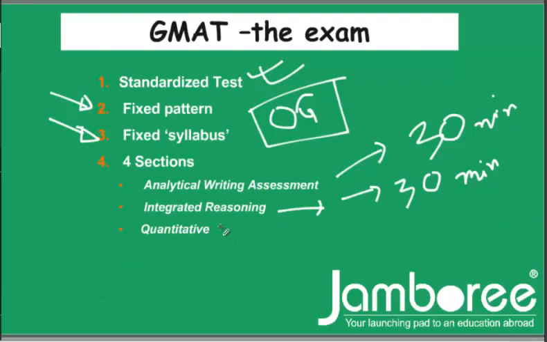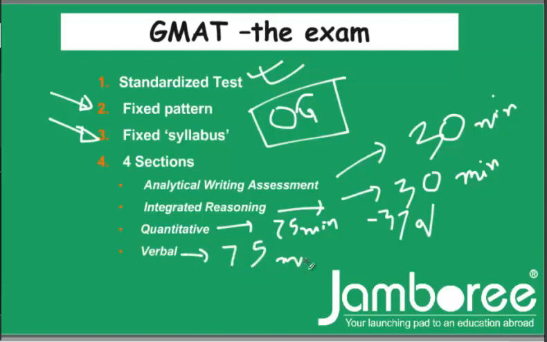Then comes the math section, the quantitative section, which is for 75 minutes, and in this you have to do 37 questions. So this is the math section, and the last section is the verbal section, which is again for 75 minutes, and you have 41 questions. So the structure is fixed. This is the structure of the GMAT exam.